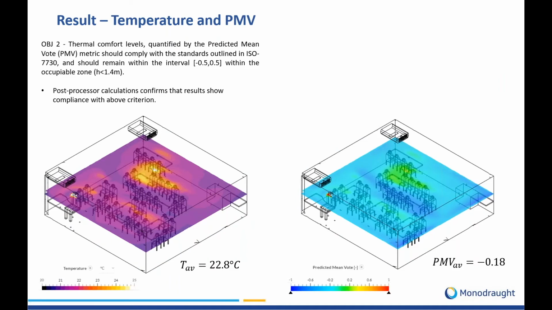Secondly, in terms of the temperature and the predicted mean vote, i.e. the actual thermal comfort experienced by the occupants within the room, we had exactly the same. Both results showed that we had compliance with BB101. As you can see, the temperature heat map on the left and the predicted mean vote on the right.